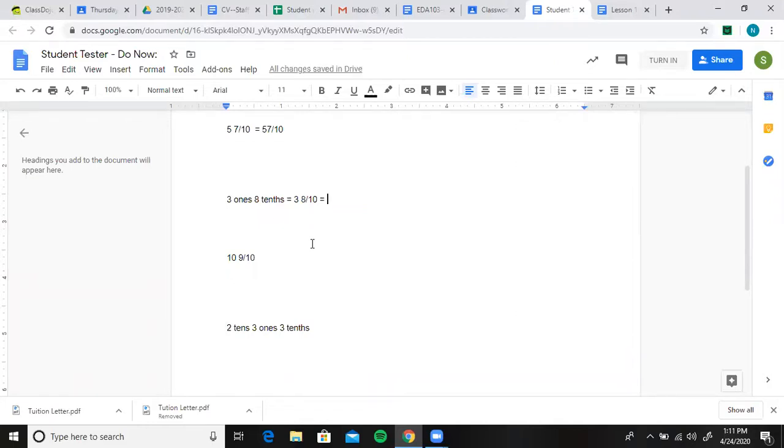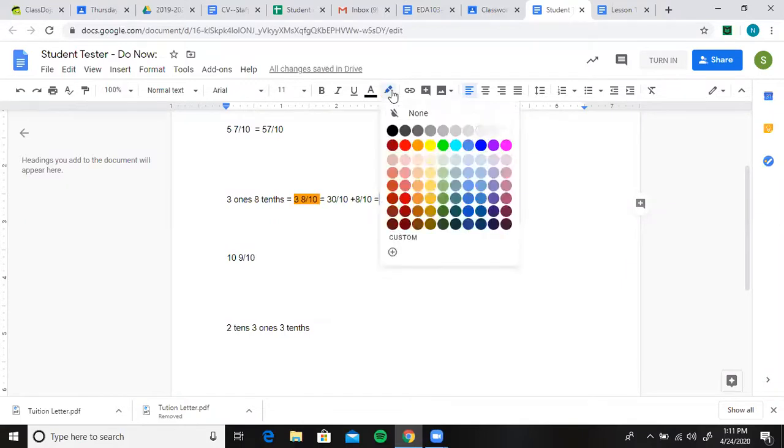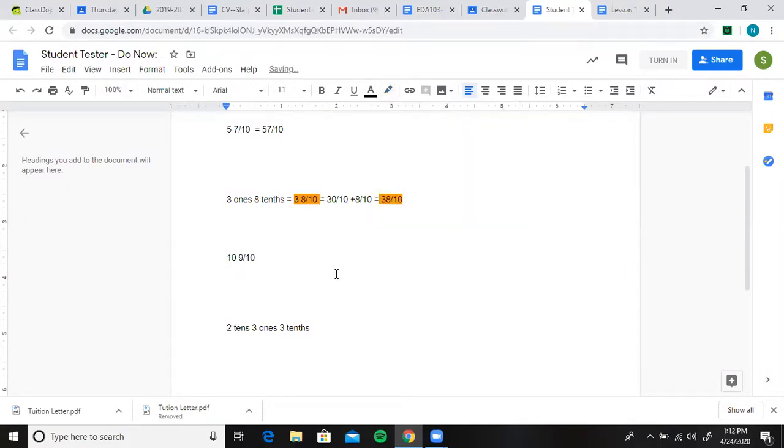So I think, okay, there's 3 wholes. I know that's 10 tenths, 10 tenths, and 10 tenths. That's 10 tenths 3 times. So 10, 20, 30 tenths would be my whole. So I would have 30 tenths plus 8 tenths, which would give me 38 tenths. So my mixed number is 3 as my whole number and then 8 tenths. And then I have 38 tenths as my improper fraction.